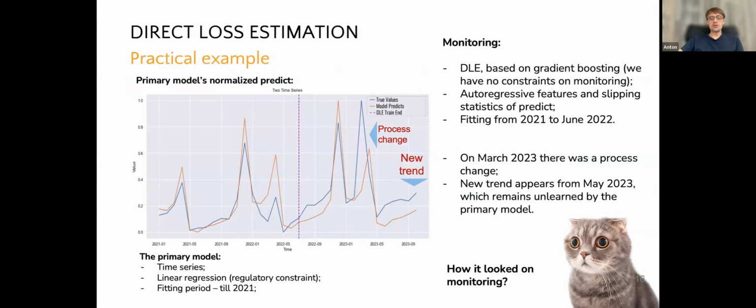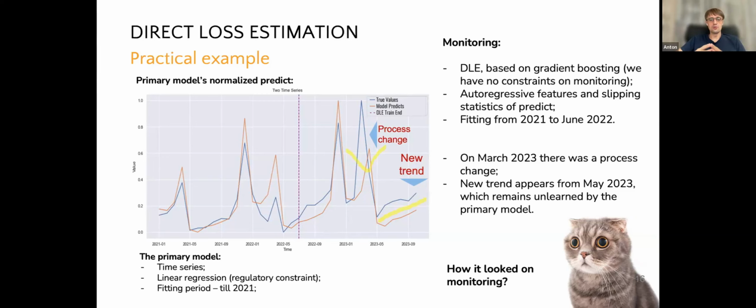In this graph, the orange line represents the normalized prediction of the primary model, while the blue line reflects the true values, which we only get to see much later. Let's focus on the two peaks on the right side of the graph. Notice how the model missed the second one. This peak was caused by a process change, and additionally, there is a growing trend towards the end of 2023, which the model also struggles to capture. This isn't surprising given that the model hadn't seen anything similar before.